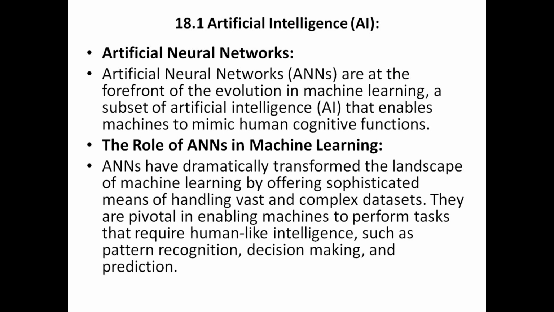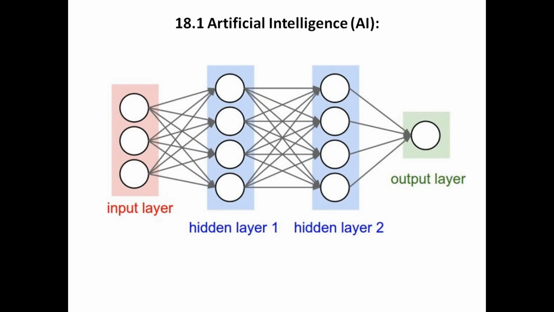Now, how they are used in machine learning: they have dramatically transformed machine learning by offering sophisticated means of handling vast and complex data. They are very important in enabling machines to perform tasks that require human-like intelligence, such as pattern recognition, decision making, and predictions or analysis.